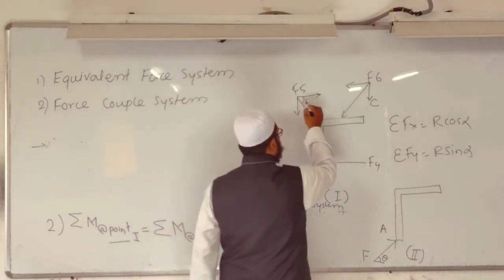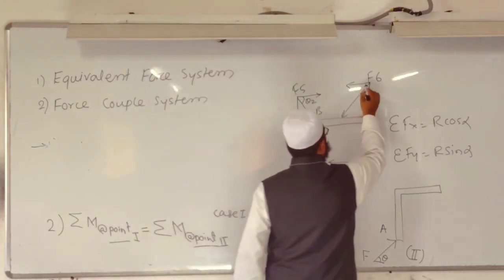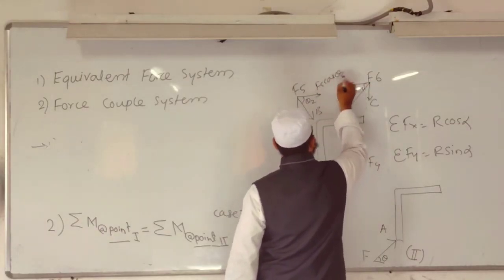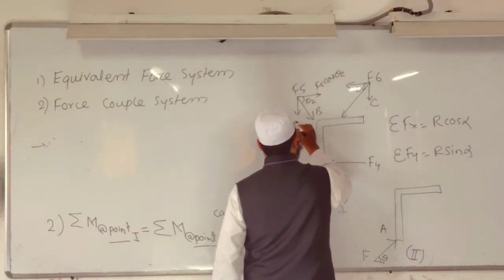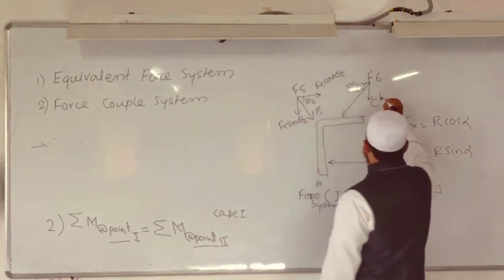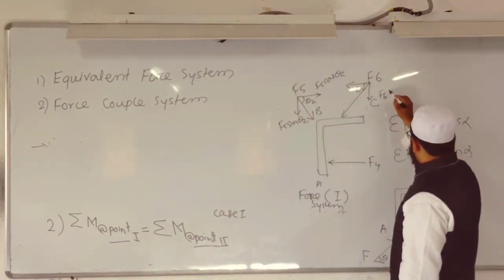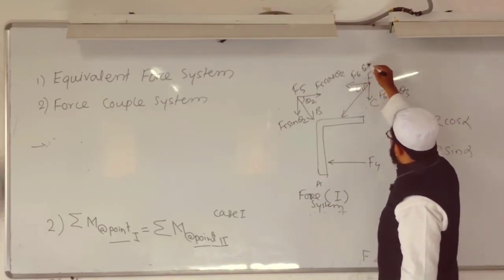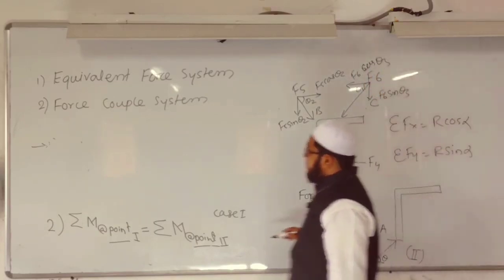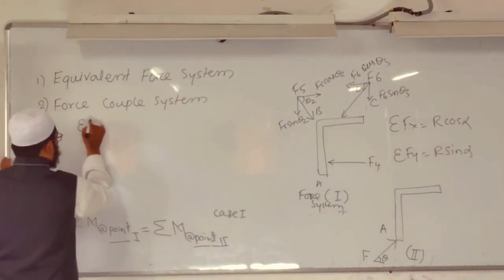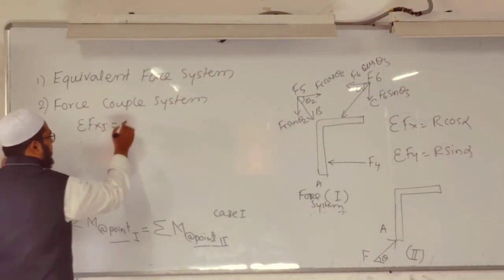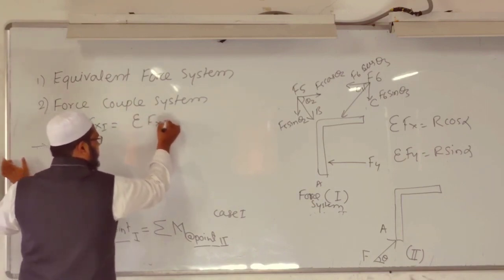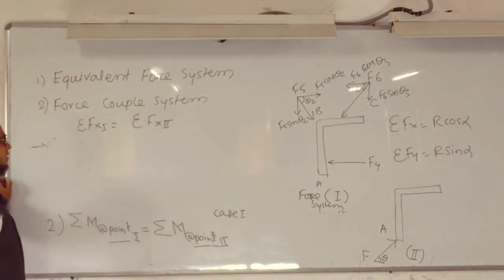If it is angle theta 2 and it is angle theta 3, therefore F phi u cos theta 2, F phi u sin theta 2. Similarly, F6 sin theta 3 and F6 cos theta 3. I will write the summation Fx of first. What is my condition of equivalent force system? Summation of Fx of first force system is equal to summation of Fx of second force system.